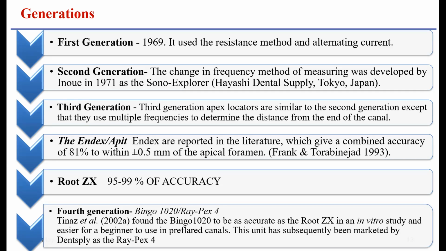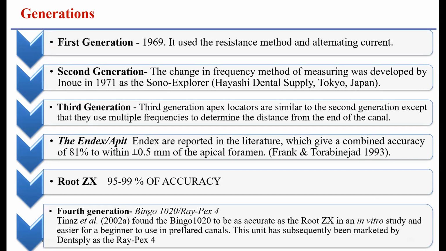The third generation apex locators are similar to the second generation ones, except that they use multiple frequencies to determine the distance from the end of the canal. Such are Endex or Apit, which are reported in the literature to give a combined accuracy of 81% to within plus or minus 0.5 mm of the apical foramen, and Root ZX from J. Morita, which will give you an accuracy of an astounding 95 to 99%. So one of the best apex locators used for many years by endodontists is Root ZX from J. Morita.